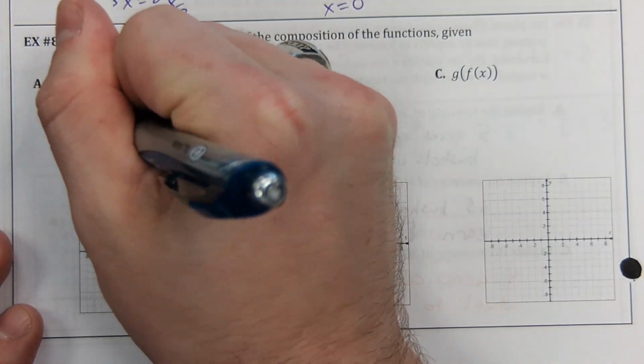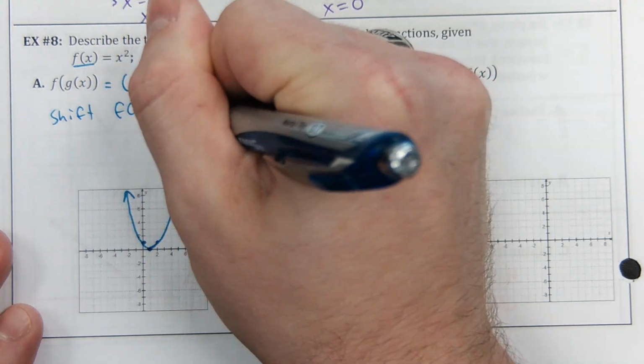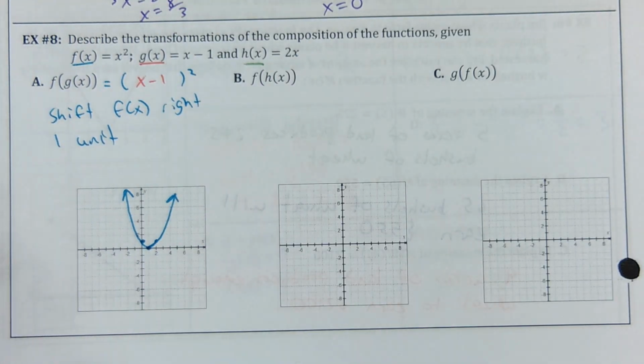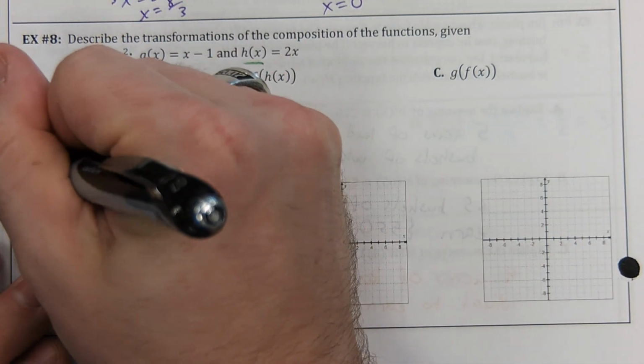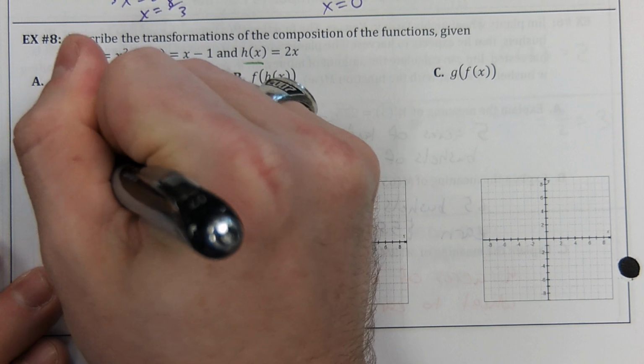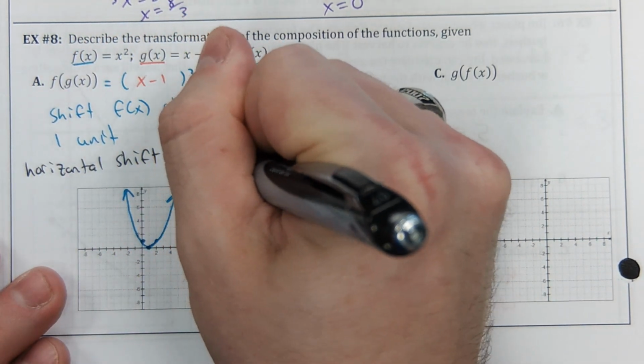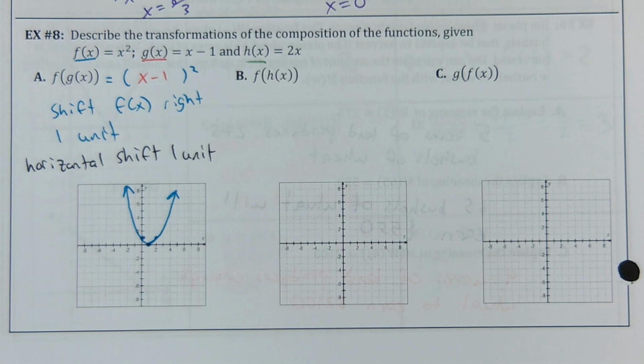Shift f of x right 1 unit. I guess the official AP version of that would be horizontal shift of 1 unit. Since it went to the right, it would say positive. So I guess we should write it that way, right? Horizontal shift 1 unit. Because they won't say directions in their shifting.